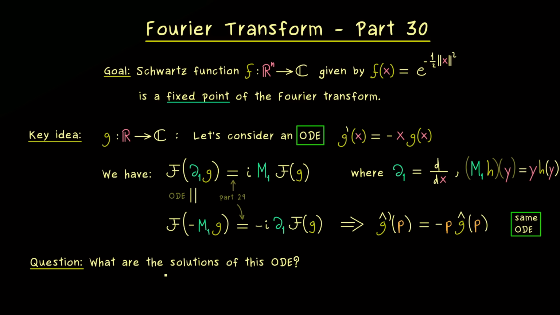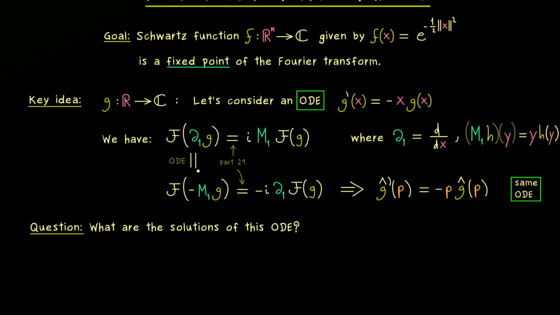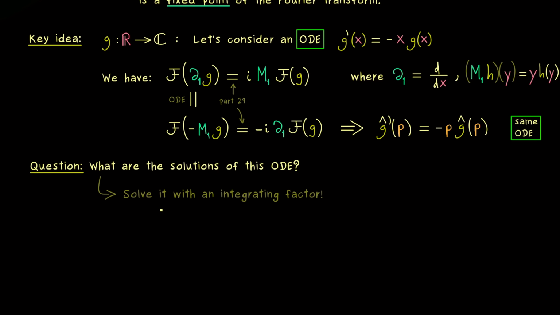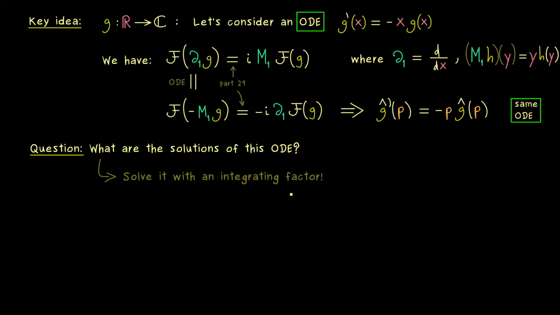Because now we already know, if we start with one solution, then the Fourier transform maps it to another solution. Therefore, by knowing the set of solutions, we know what the Fourier transform can do. And now the good thing is that this is just a linear ODE where we have a nice method to find all solutions. And this one is the so-called method of integrating factor.